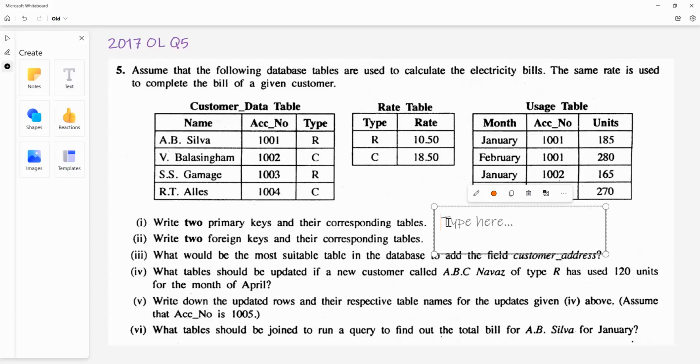Right. Let's start with the customer data table. Yes. What is the primary key? Customer data table. What is the primary key? Name.